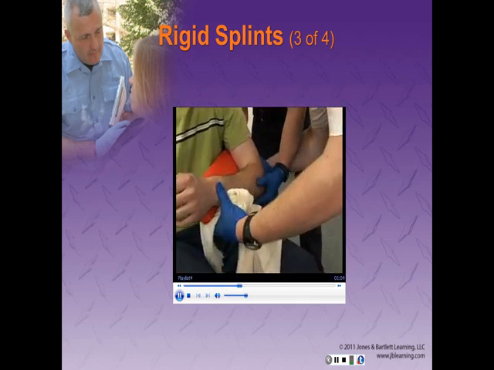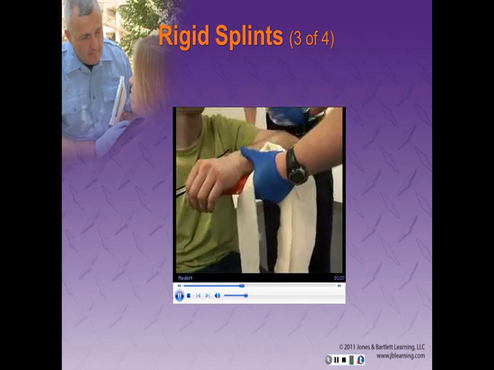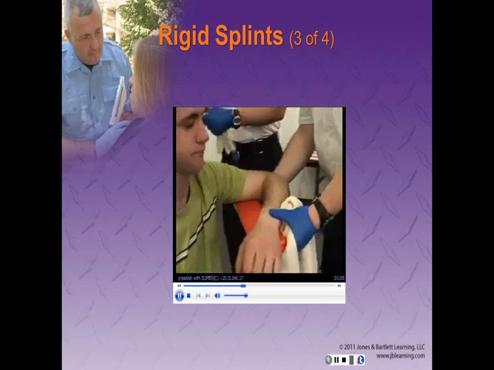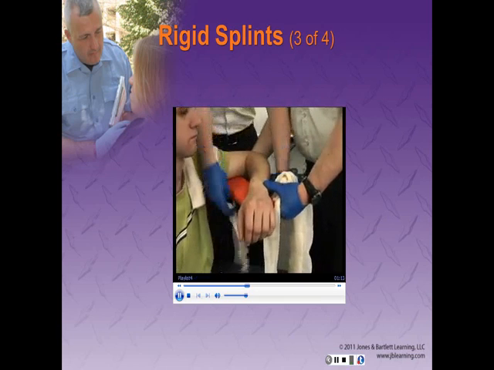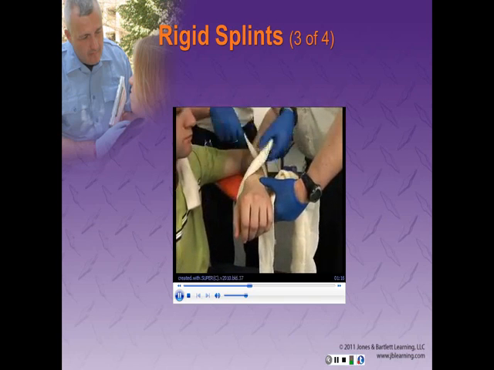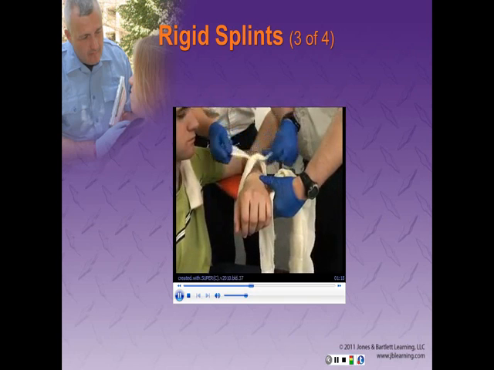Make sure that enough material is available to perform the entire procedure without stopping. Apply and secure the splinting material to the bone below the injury. Apply and secure the splinting material to the bone above the injury.